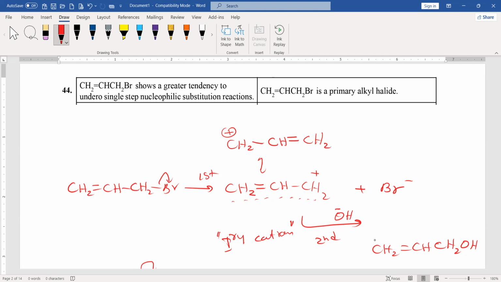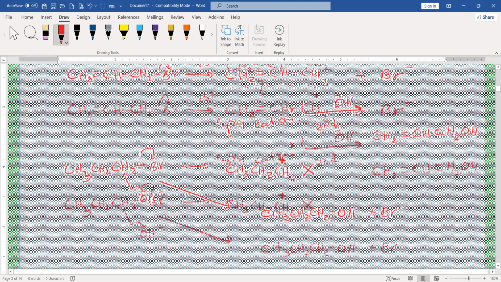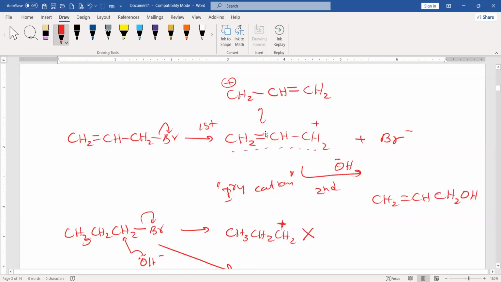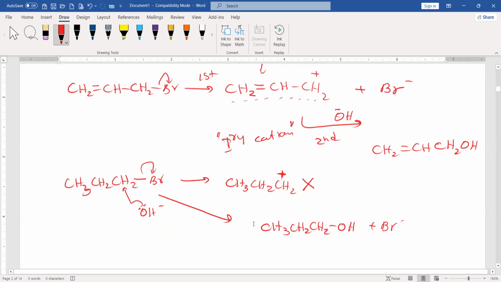If you can draw more and more resonance structures for a given ion or molecule, that will be stable. So this carbocation is more stable than this primary carbocation. That's why this tends to go through two steps, while this is definitely a single step.